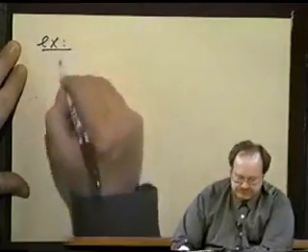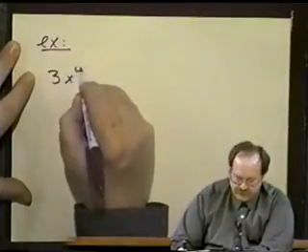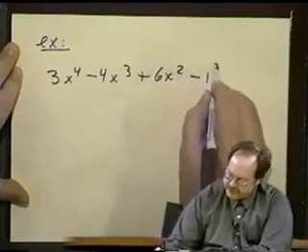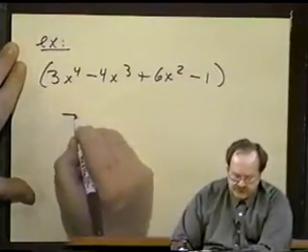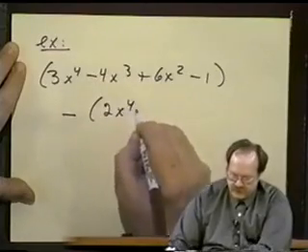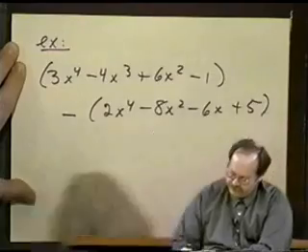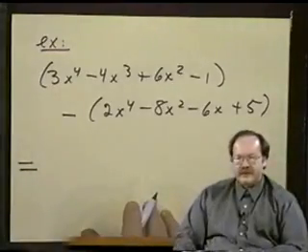And then you'll have a chance to pause and try a lot of this yourself. Here's the example. 3x to the 4th minus 4x cubed plus 6x squared minus 1 in parentheses. And let's subtract from that 2x to the 4th minus 8x squared minus 6x plus 5. What will that be equal to?